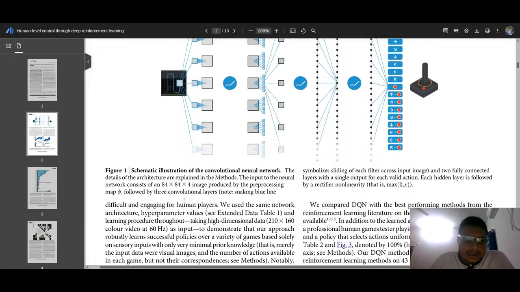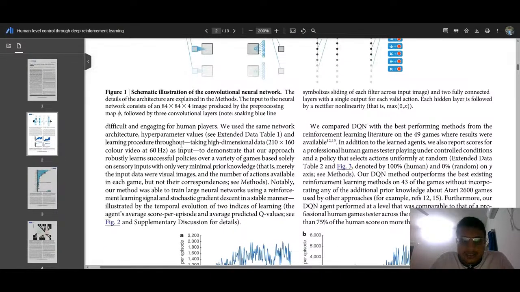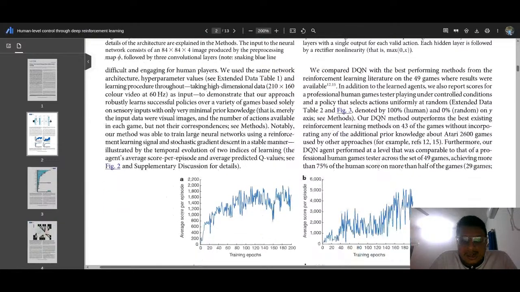Here is the deep Q-network architecture explained in the methods. The input to the neural network consists of an 84 by 84 by 4 image produced by preprocessing, followed by three convolutional layers. We use the same network architecture and hyperparameter values to demonstrate that our approach robustly learns successful policies over a variety of games based solely on sensory inputs with only minimal prior knowledge. Notably, our method was able to train large neural networks using a reinforcement learning signal.